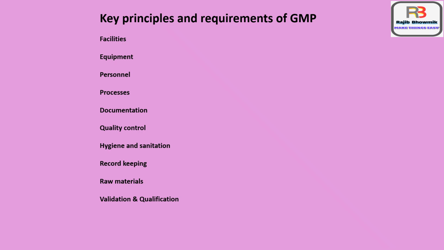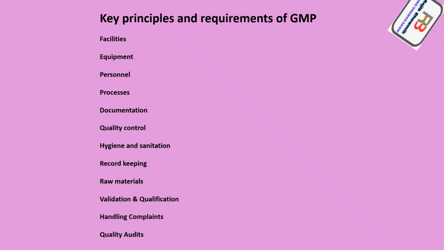Validation and qualification. All the processes must be validated and qualified through competent authority. Handling complaints. A customer complaint handling policy must be there and to be followed till it is closed. Quality audits. Periodic quality system audit to be conducted and root cause analysis and corrective action to be done for all the non-conforming points.